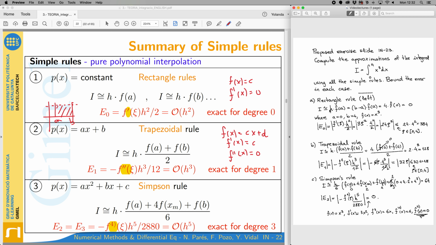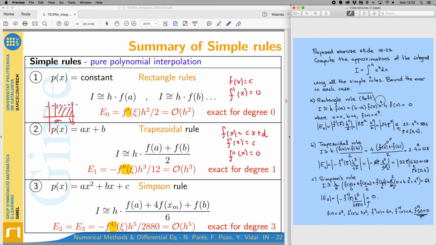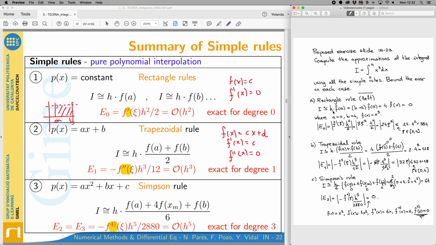Okay, so I will approximate the exact integral by h times f of a. Now, remember here that h is b minus a, and f of a, and we will compute b minus a. Remember that 0 is a, 4 is b in this case, and f of x is x to the power 3. So we will just evaluate this and get 0.